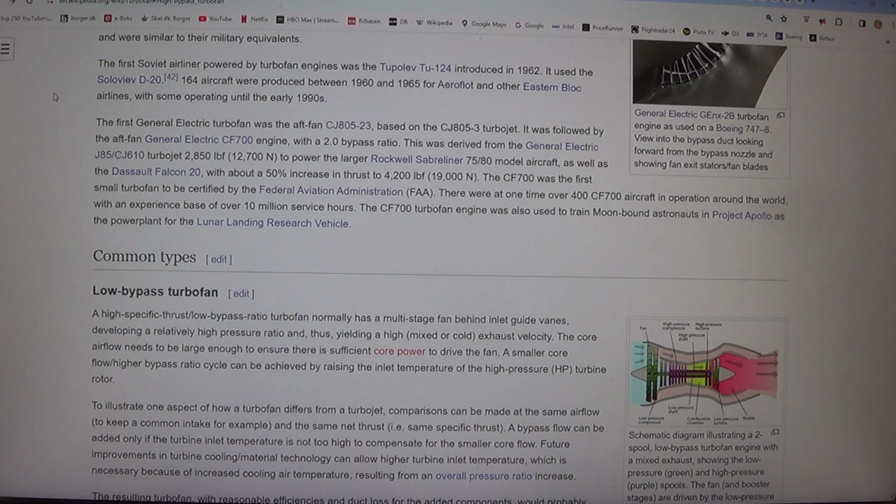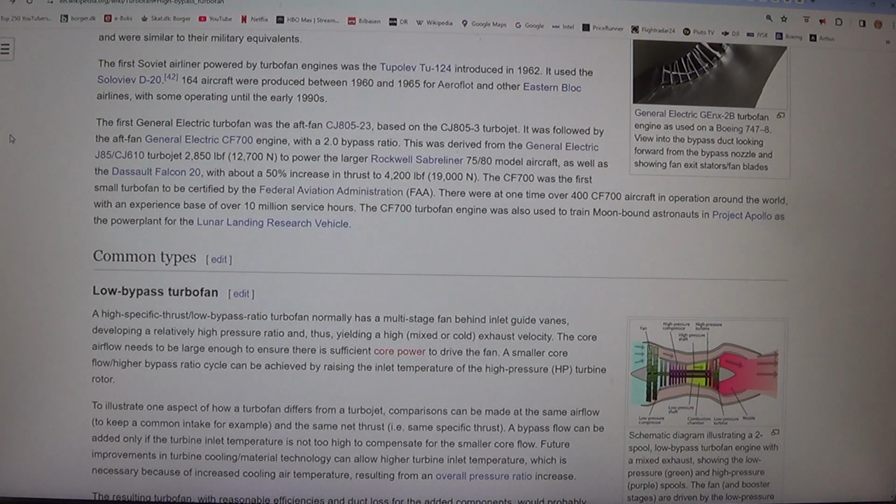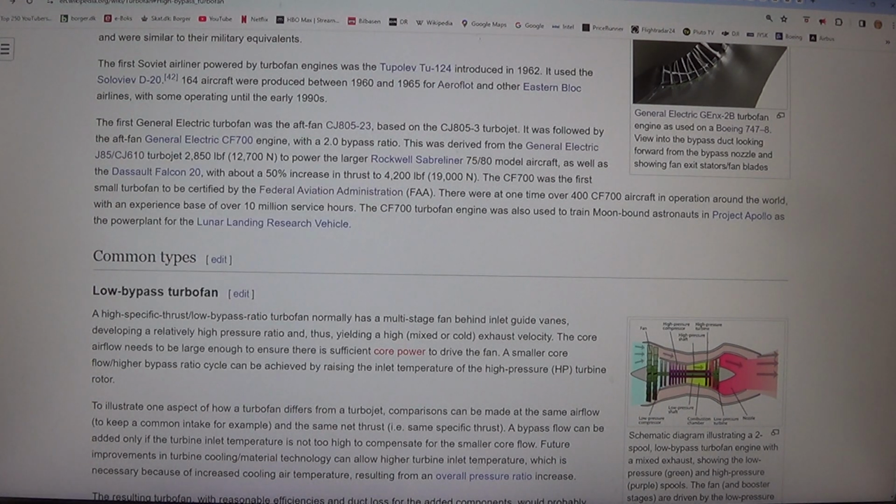164 aircraft were produced between 1960 and 1965 for Aeroflot and other Eastern Bloc airlines, with some operating until the early 1990s. The first General Electric turbofan was the aft fan CJ805-23, based on the CJ805-3 turbojet. It was followed by the aft fan General Electric CF700 engine, with a 2.0 bypass ratio.